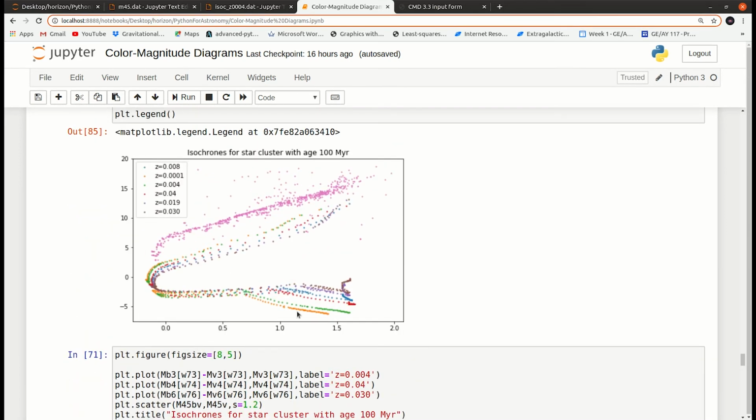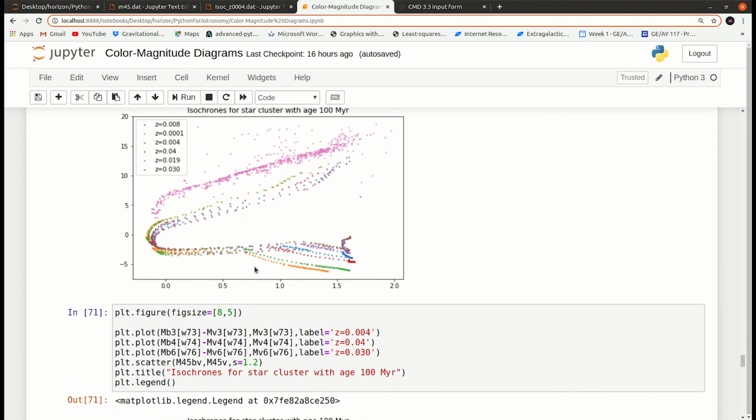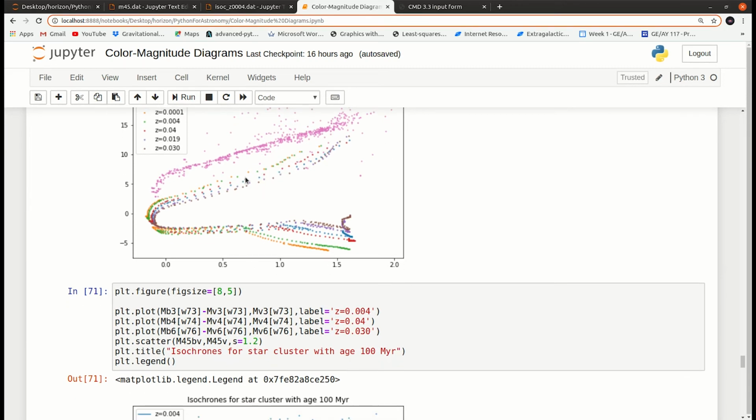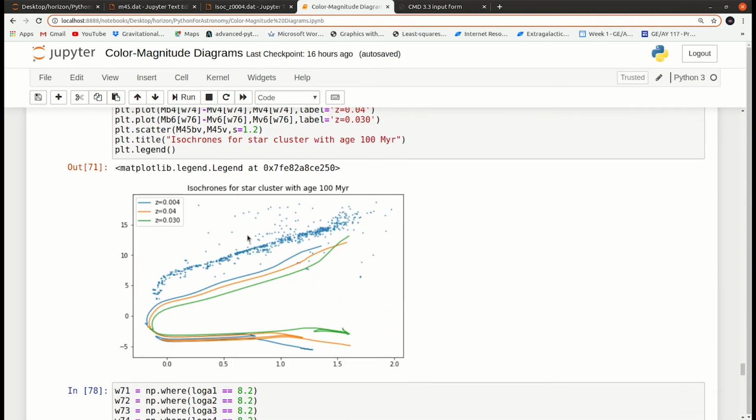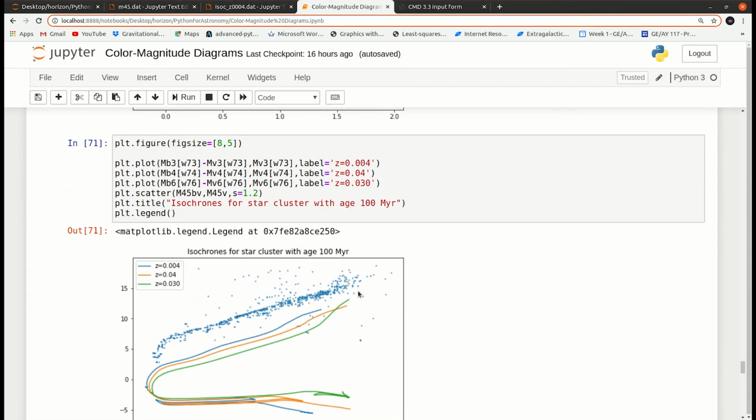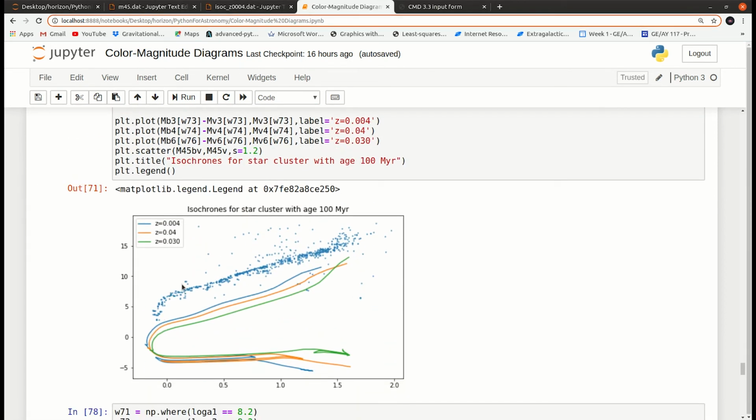Okay, so I can observe some things. I can throw away some of the metallicities, like these over here, 0.001, 0.004, and so on, 0.0019, the purplish violet one. I throw them off and see how they look, and I'm plotting it now without scatter, simply plotting it. You can see some similarities here, but I'll also have to look at how this changes if I change the age.